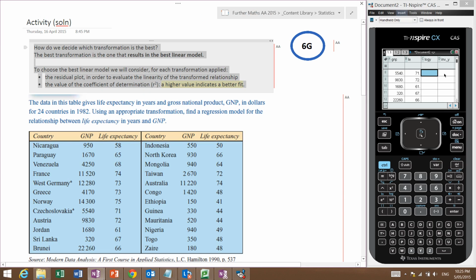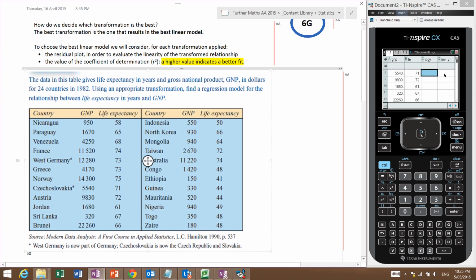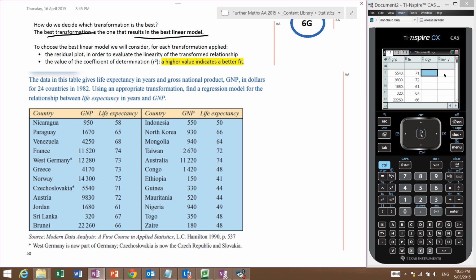Okay, so what we're talking about now is transformations. The reason we want to find the best transformation is because we want one that results in the best linear model. We want to be able to take data that is not linear and linearize it so we can then fit it to a least squares regression.